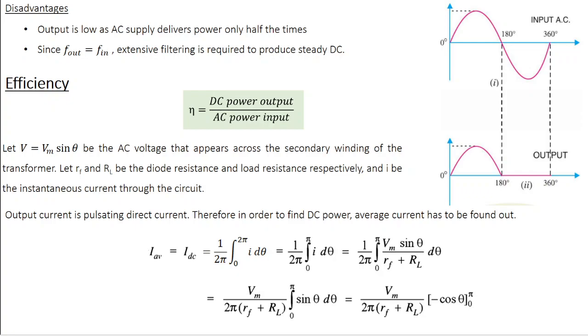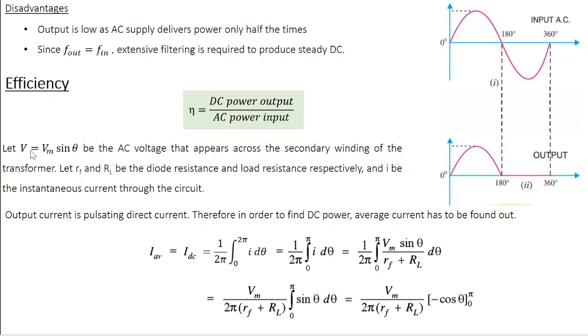But the major problem of a half-wave rectifier is that its efficiency is very low. By the way, what is efficiency? Efficiency is usually defined as output by input. In the case of a rectifier, output is DC and input is AC. So you can define efficiency eta as DC power output divided by AC power input.